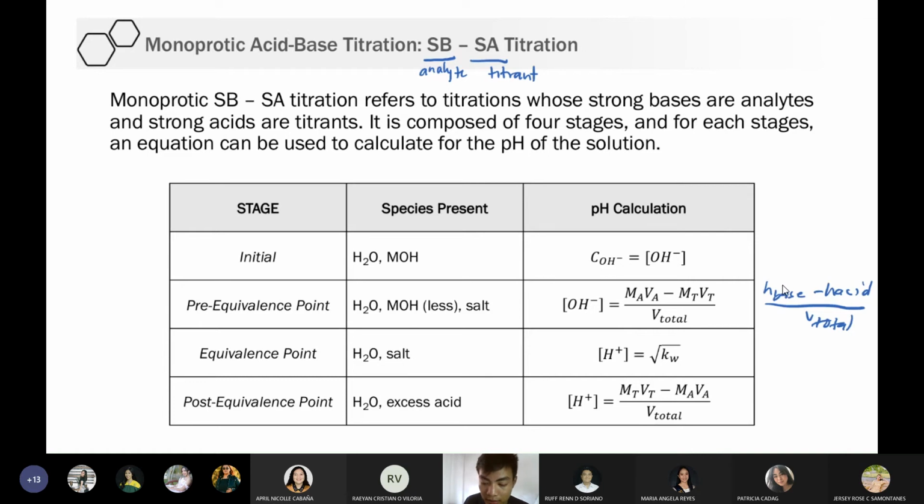So the base is the analyte, so MAVA. The acid is the titrant, MTVT. Divided by the volume total. And as you can see, similar yung concept, baliktad nga lang yung roles. Dito, OH yung sobra sa pre-equivalence. Kaya ganito yung formula. Take note, baka isipin nyo, sir, kanina, itong equation, MTVT minus MAVA. Hindi, kasi in our case, yung ating base, yun ay analyte. Kaya MAVA pa rin. Yung ating acid, yun yung titrant, kaya MTVT. Nagbaliktad ng roles, pero as you can see, the equation is similar.